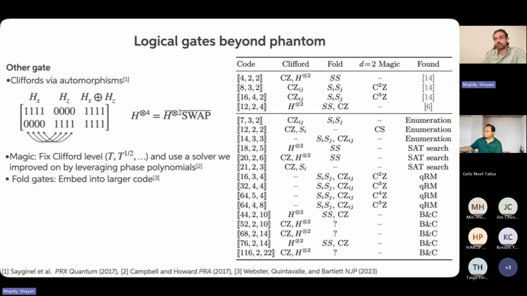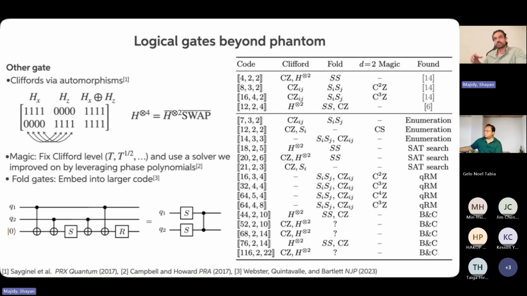And the third type of gate we find are fold gates. The way this works is we take our initial code and extend it to a larger code. We bring in some ancillas and we use C-naughts on every pair of qubits to create a larger code. And then we use a similar solver on this larger code. Then we map back to the original code. What this mapping does in this example is that the single qubit gates on the larger code are also logical operations on the smaller code, but they also correspond to two qubit gates. So this is how we get fold gates on the original code.